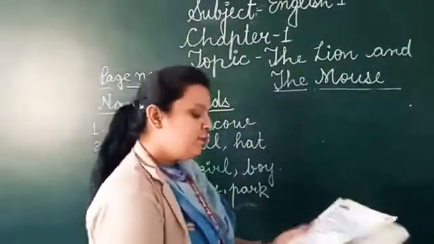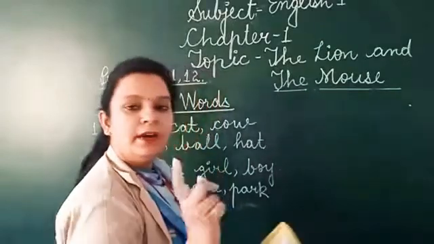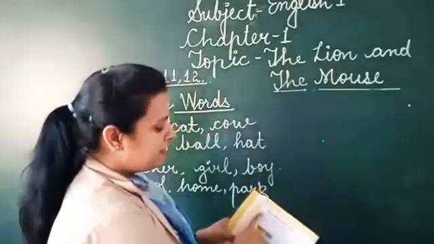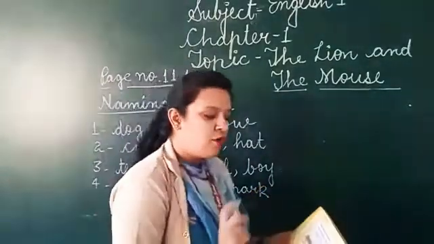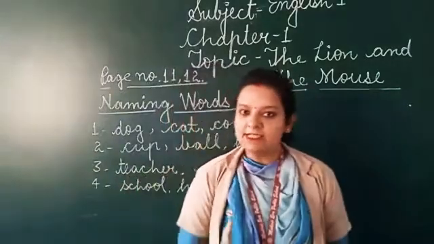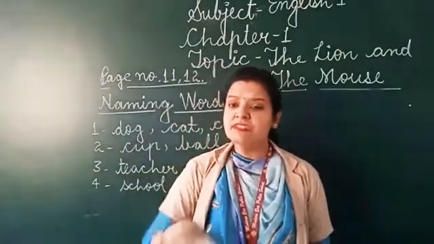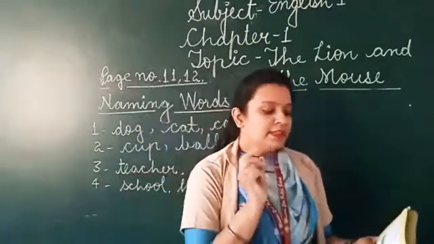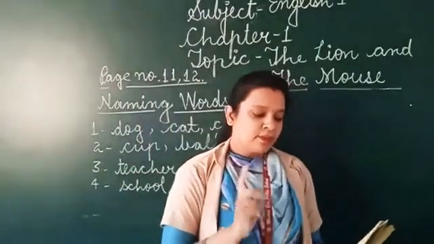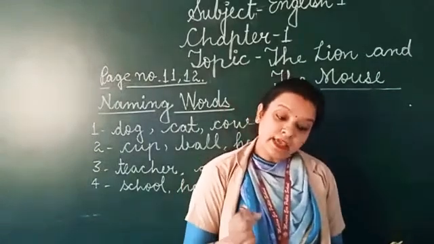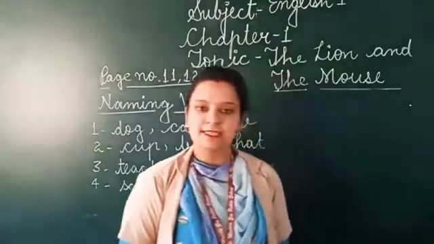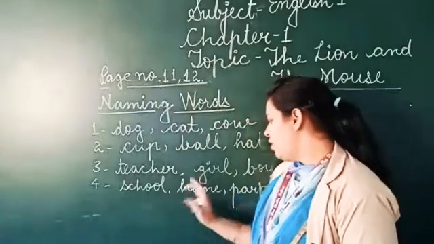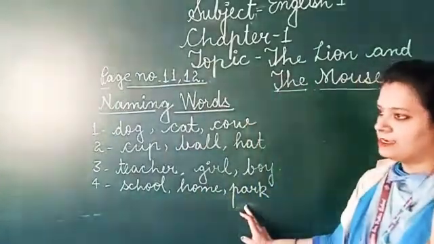Okay. Now turn over the page. Page number 12. Fourth one is, there is a place in the story, forest. There is a place in which all the story have completed. There is a place, forest. Write the names of other places. Other places like school, home or park.